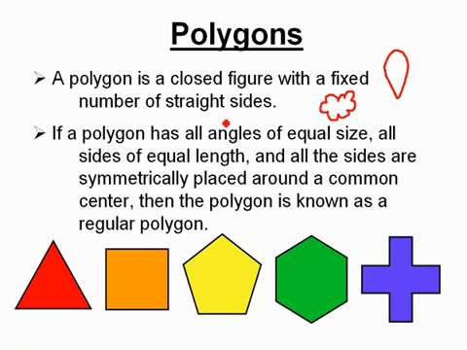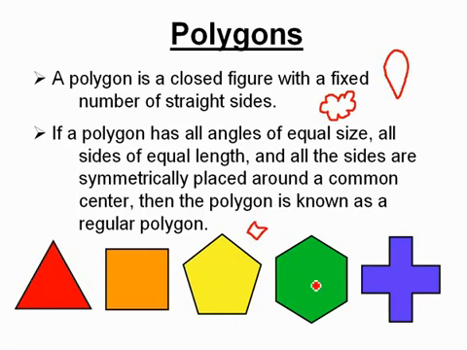If a polygon has all angles of equal size, all sides of equal length, and all the sides are symmetrically placed around a common center, then the polygon is known as a regular polygon. So, from that, it's important to realize that if this was an equilateral triangle, then that would be a regular polygon. A square is a regular polygon. A pentagon, 5-sided figure, is a regular polygon if it's like this. If it was, say, something different, 1, 2, 3, 4, 5, is that 5? Yep, that's 5. Then that would not be a regular polygon.